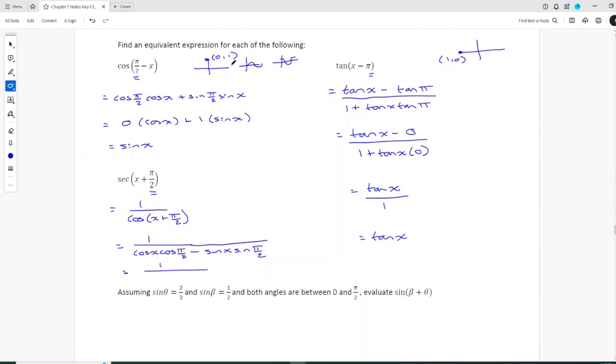So cos of pi by 2 is 0. So this whole thing is going to go to 0, and then sine of pi by 2 is 1. So I end up with 1 minus sine x as my answer.